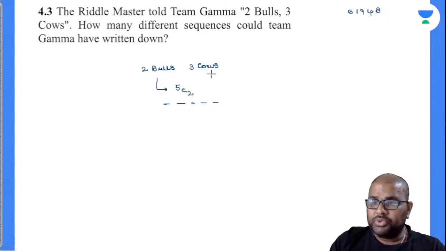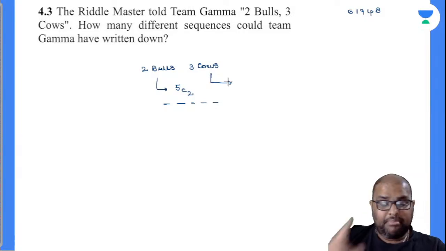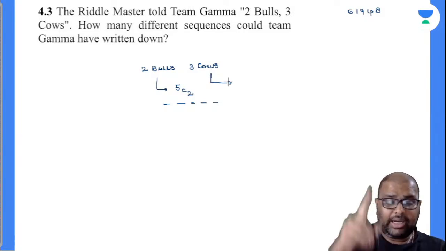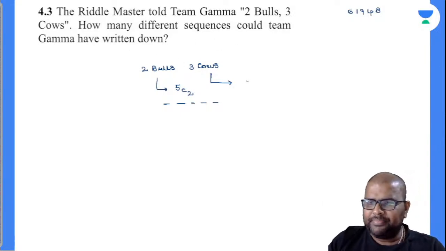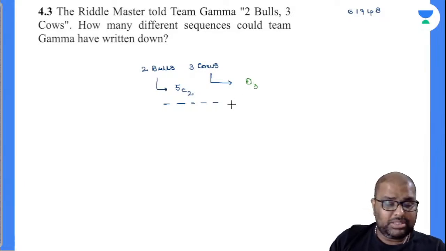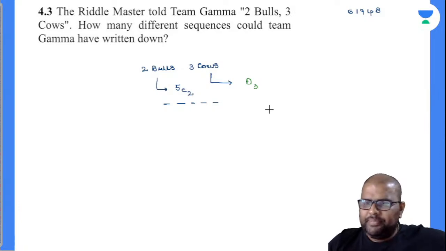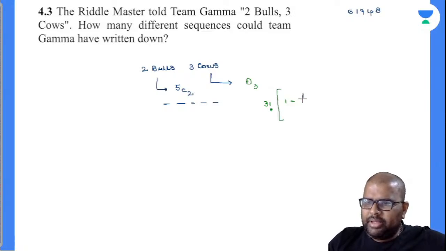Come to these 3 cows. You have identified the digits, but you have not identified the original position of the digits. Is it nothing but called derangement? Yes, you have identified the digits, but you have not kept them in their original position. So is it nothing but called derangement? Tell me the formula for derangement. 3 factorial into, I told you the formula yesterday, right? 1 minus 1 by 1 factorial plus 1 by 2 factorial minus 1 by 3 factorial.